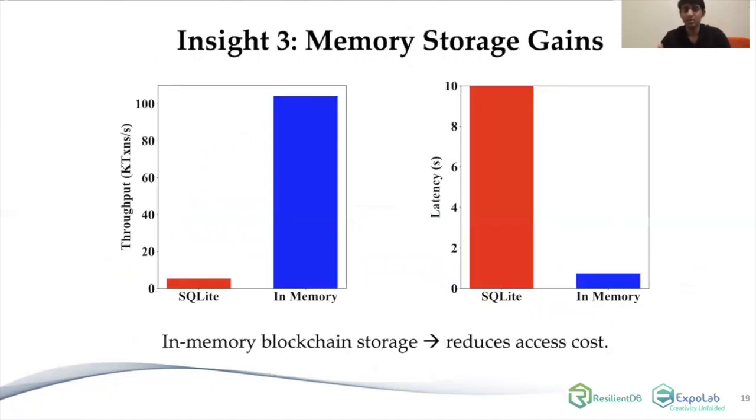Next, we thought of checking how memory storage affects performance. Well, having data in memory is definitely much better than having it off-chain, off the chain.